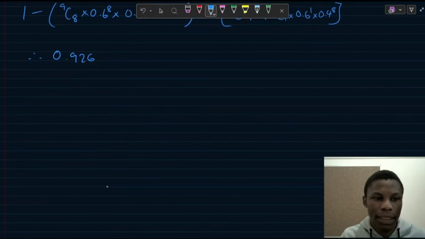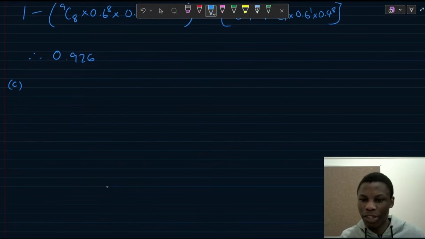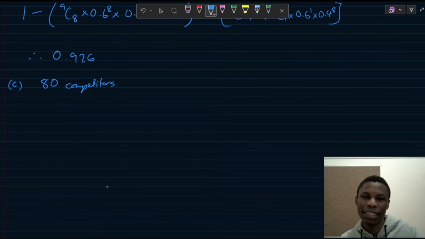Now in part C, we are given that 80 competitors who took part in this Saturday's event are selected at random. Use a suitable approximation to find the probability that more than 50 of these competitors had times less than 36.0 minutes. So we're still interested in a success being time less than 36.0. They've asked for a suitable approximation. At AS level, the only approximation you will do is the normal approximation to the binomial distribution.